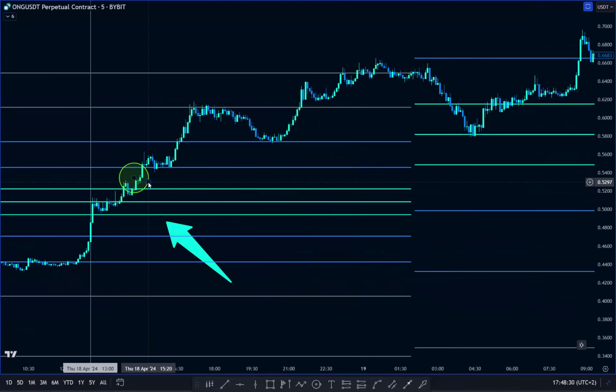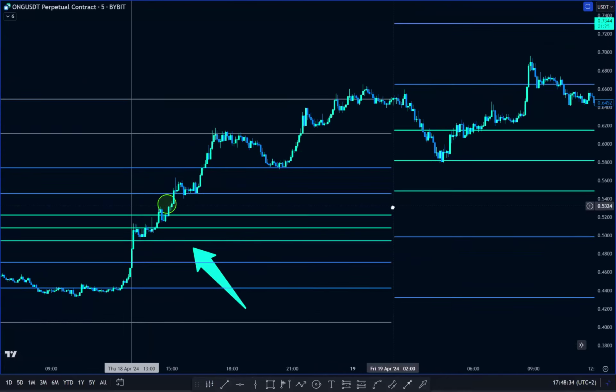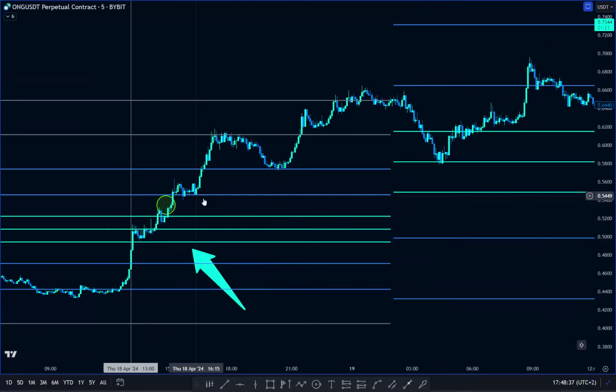So if we entered here, which was entry location number 2 that I was teaching you guys earlier, our target could have been, target number 1 would have been top of the range, target number 2 would have been your resistance number 2, and target number 3 would have been over here. So if you'd entered there, you can see it hit all of our targets at this level. So that would have been a successful day trade.